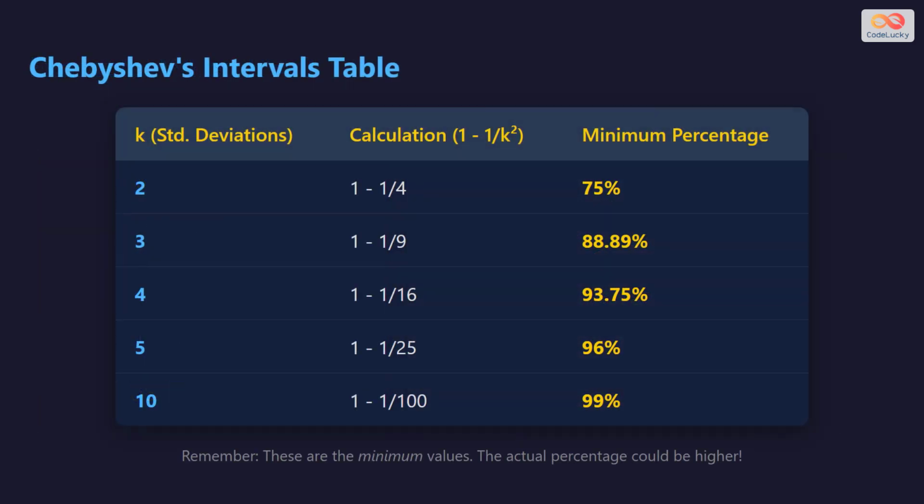Here is a quick reference table for common values of k as we just saw. For k equals 2, we have 75%. For k equals 3, it's nearly 89%. If we go out to 4 standard deviations, the guarantee rises to 93.75%. And by 10 standard deviations, 99% of all data must be included. Again, remember that these are minimum floors. The actual percentage in your specific data could be higher.